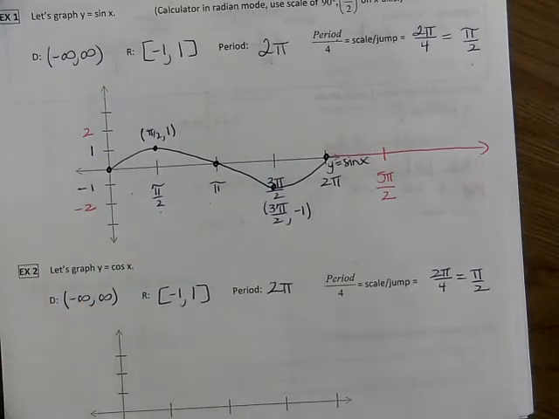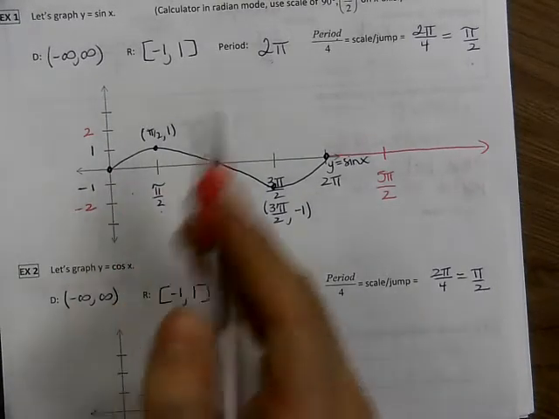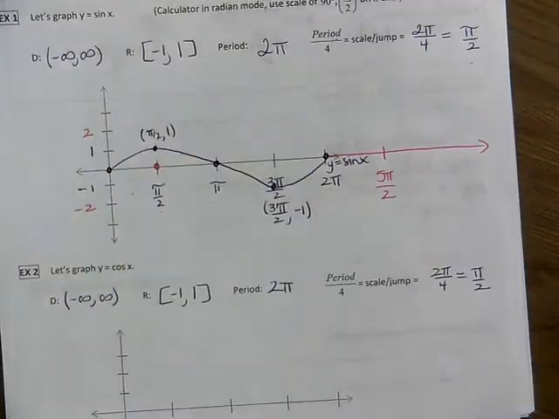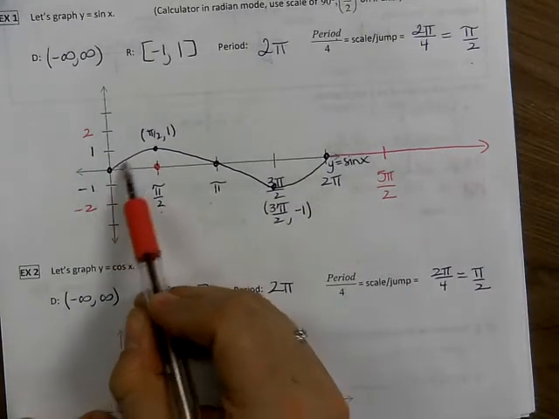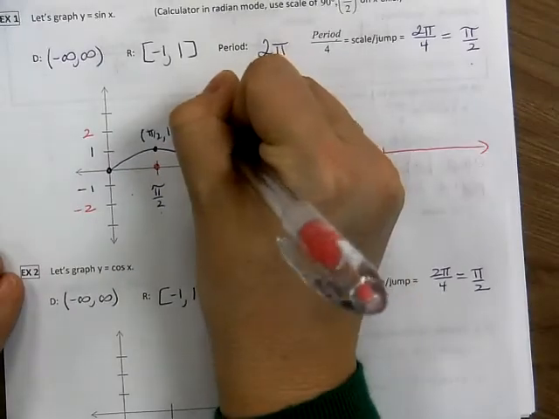Okay, so now we're going to move this all to the right pi over 2. It's very simple, right? So normally we would start at 0, 0, but when we shift this point, now it's going to be at pi over 2, 0. Then notice that sine goes up to a maximum. I'm still going to go up to a maximum, but now my maximum is not going to be at 1. Where is it going to be at? 2, because the amplitude changed.